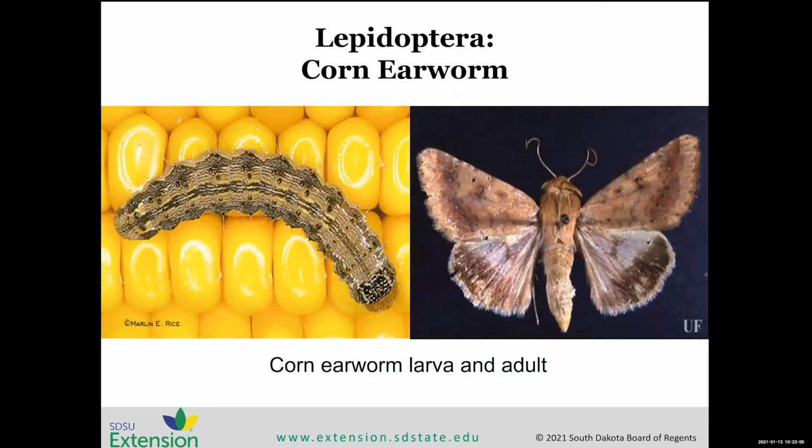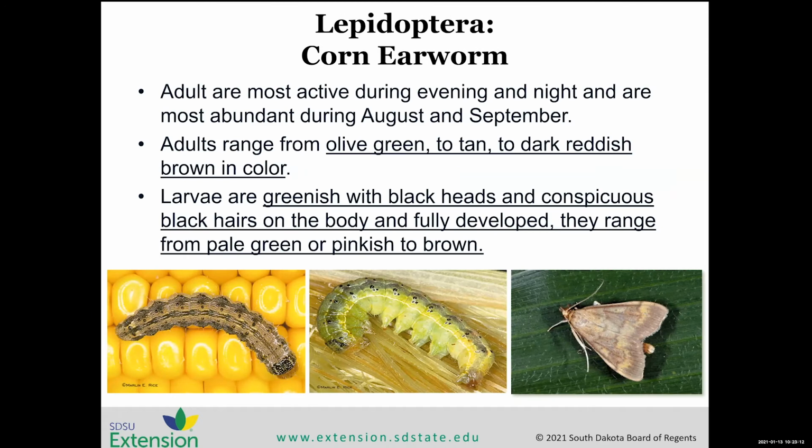So your next one is your corn earworm. Here's a picture of the larva and adult. The adults are most active during evening and night and are most abundant during August and September. So you won't see the adults out in your field until then. Adults range from olive green to tan with dark reddish brown in color. If you look at the adult in the bottom right, it looks very similar to your European corn borer. So like I said, they all kind of look the same.